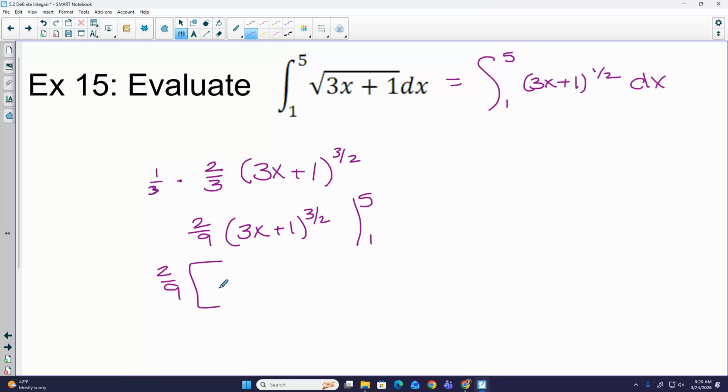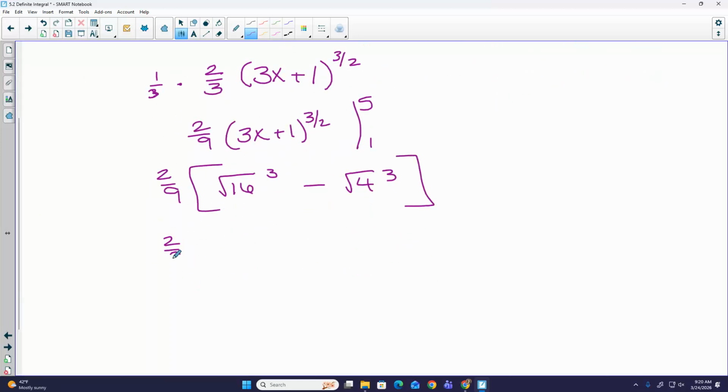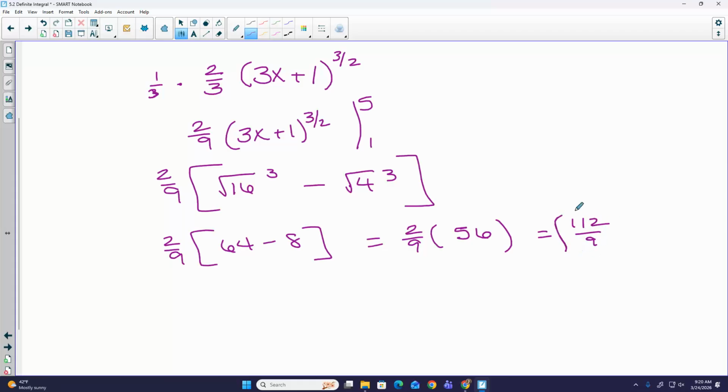A 3/2 just means the square root of something cubed. So if I put in a 5, I get a 16. If I put in a 1, I get a 4. Square root of 16 is 4, to the 3rd is 64. Square root of 4 is 2, cubed is 8. So we get 2/9 times 56. So 112 over 9.